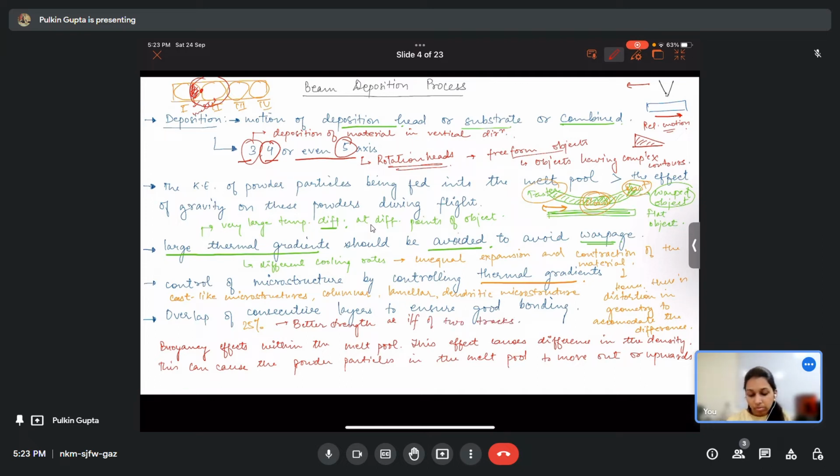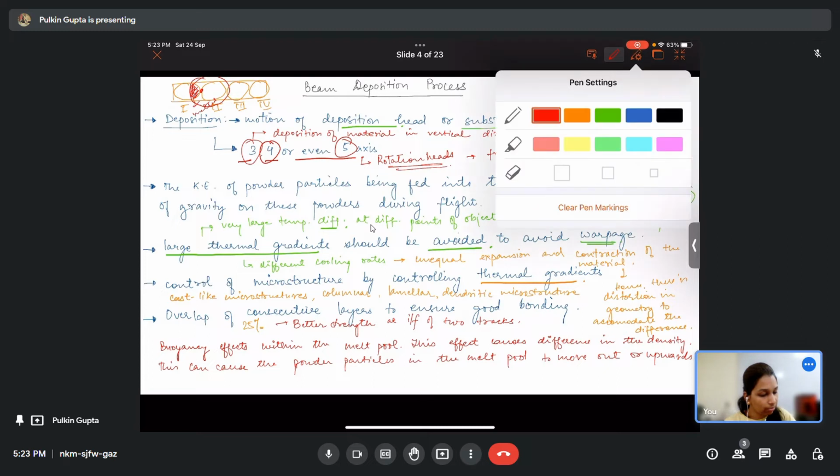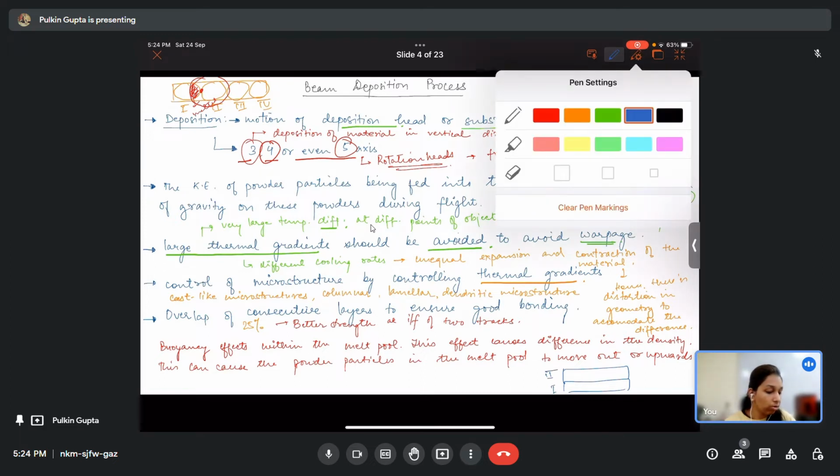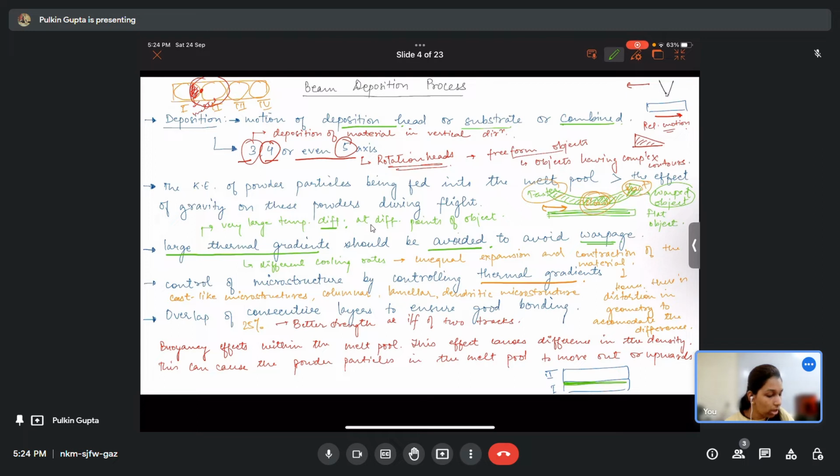Okay, and also this overlapping is done in consecutive layers as well. So suppose this is your first layer and this is your second layer. So when the second layer is being deposited, some part of this first layer is melted. Okay, this is melted, or this is what is overlap, so that the second layer joins well with the first layer without any kind of interfacial loss of strength at interfaces.